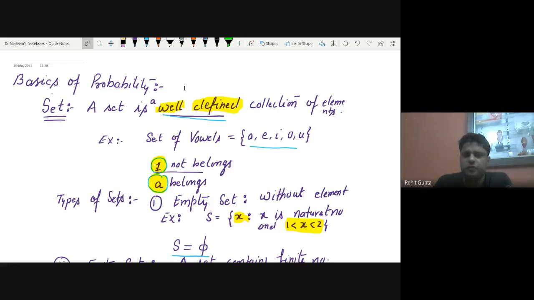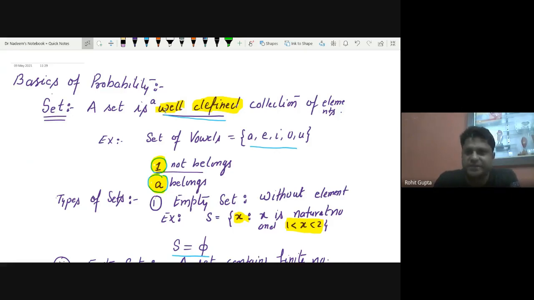So first of all, we start with set. A set is a well-defined collection of elements. What do we mean by a well-defined collection? Well-defined collection means it is quite clear, if we pick up any element from the universe, either it will belong to the set or it will not belong to the set.